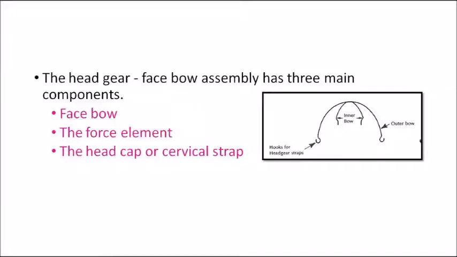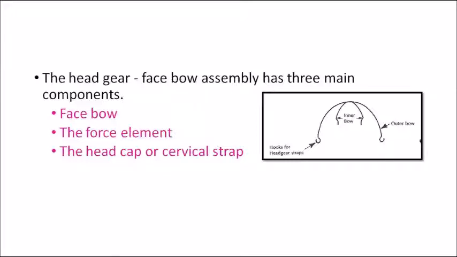Now the second element is your force element. So that is the part of this entire headgear assembly which provides the force. So that can be either by springs, elastics or some stretchable material. So this force element actually connects the face bow to your head cap or cervical strap. So that is their third component.